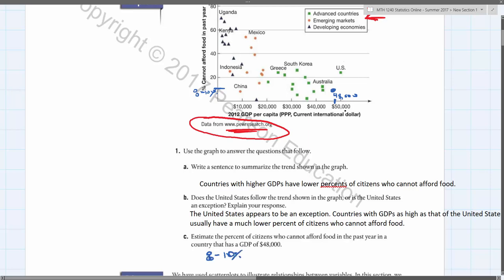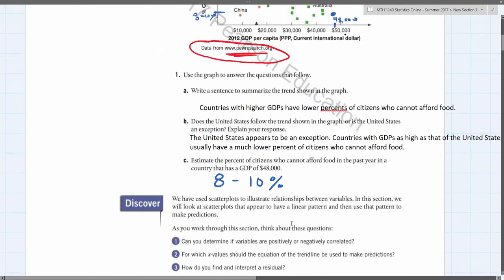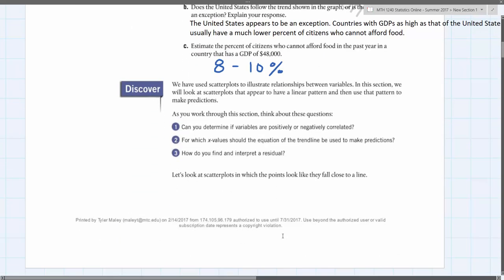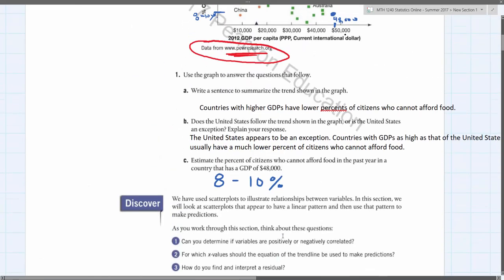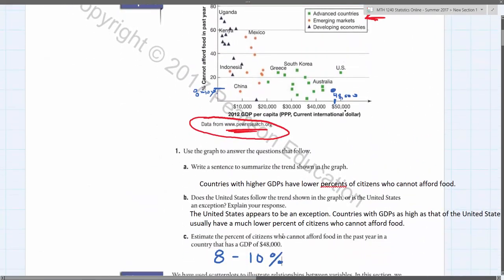Right? So that's pretty sloppy. Let me just fix that. There. Right? Good. Right, so that was just to get us thinking about scatter plots and some trends that can happen, right?